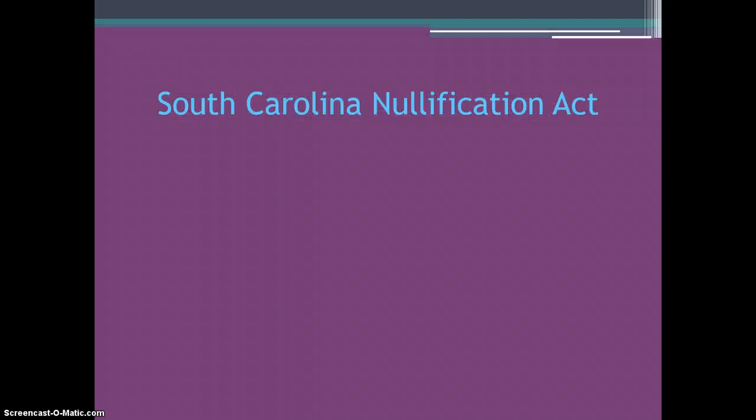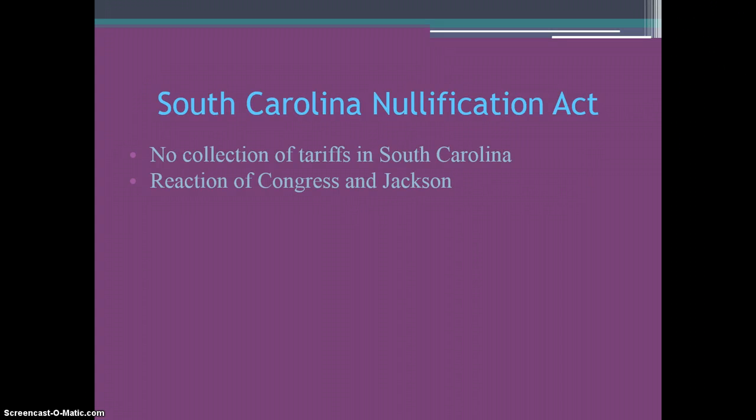All of this led to the South Carolina Nullification Act in 1832. This act was declared by the power of the state of South Carolina and stated that federal tariffs of 1828 and 1832 were null and void in South Carolina. In reaction to the South Carolina Nullification Act, Congress passed the Force Bill. This authorized the use of military force against any state that resisted tariff acts.